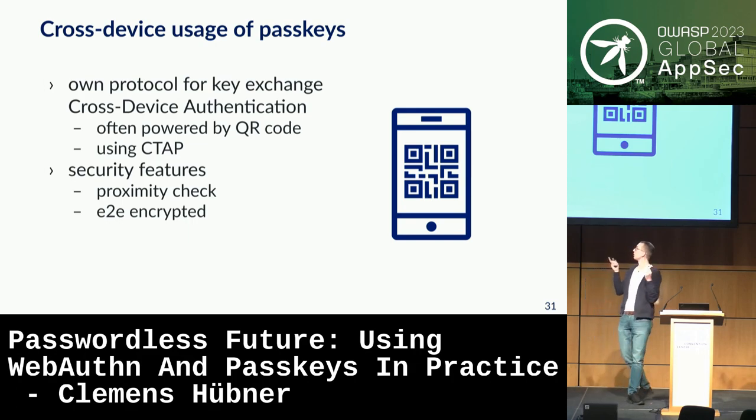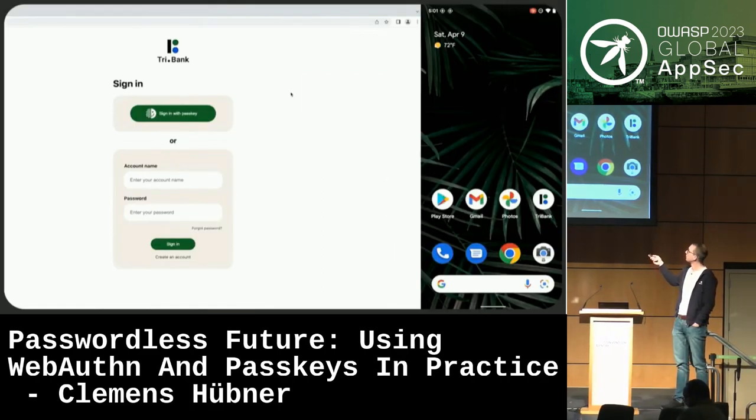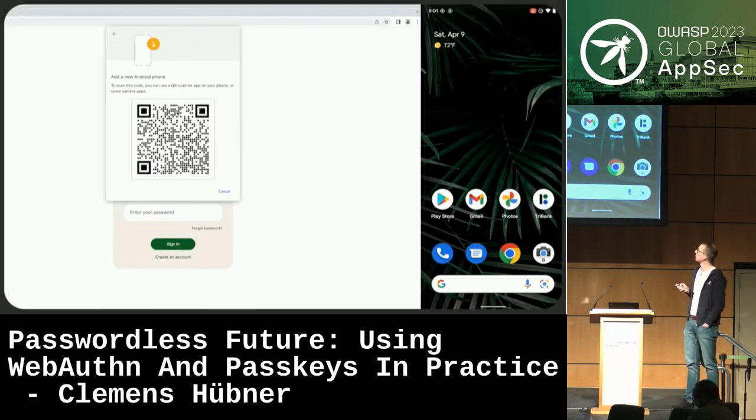So this is an extension of the CTAP protocol. The iPhone is functioning as an external authenticator, signing the challenge that was provided in the Chrome browser on the computer. Let's finish this GIF here. Let's start it again. So we sign in with a passkey. We do not have a passkey here. We want to use the one that is on our Android phone in this case. We scan this QR code.